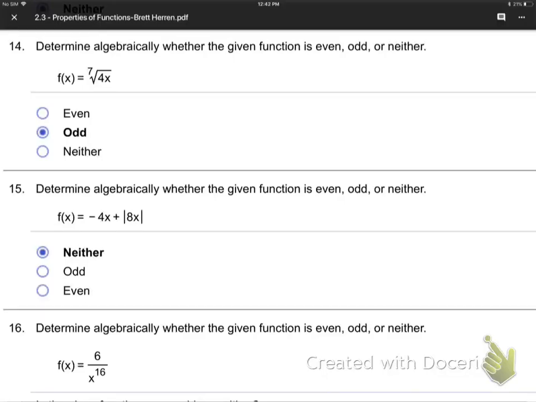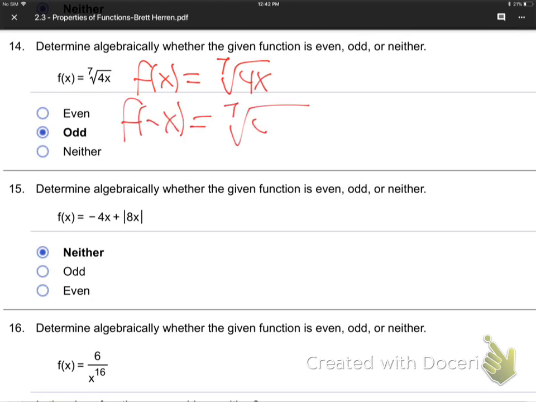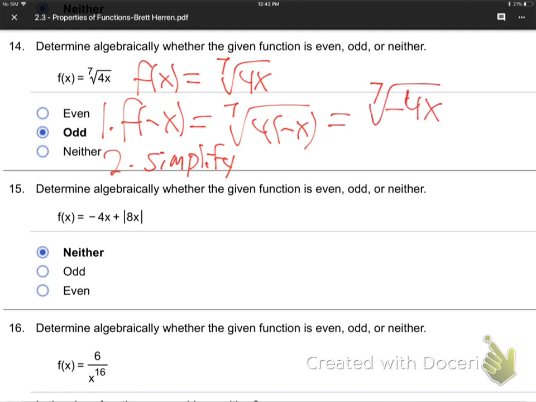So number 14. So f of x. Okay, this one's got a trick. F of x is the 7th root of 4 times -x. Good so far? Step 1 is plug in -x. Step 2 is simplify. Now, how do you simplify that? That's the 7th root of -4x. That's a parenthesis there. So I'm plugging in -x. So we get -4x.